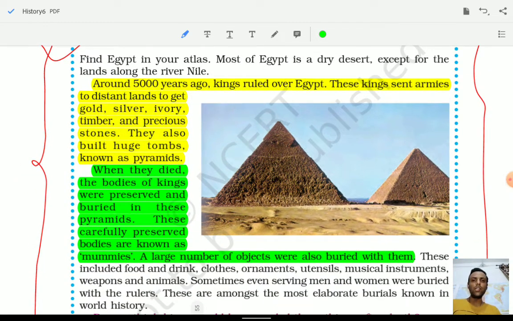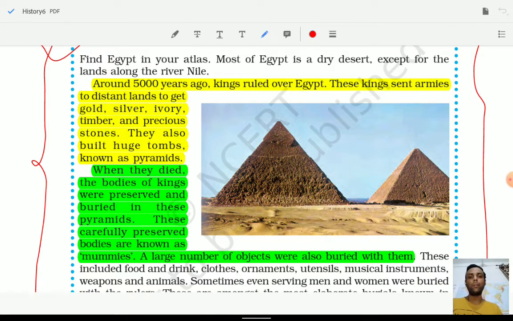Around 5000 years ago, kings ruled over Egypt. So just open the map, look where Egypt is. These kings sent armies to distant lands, similar to how the Harappan people moved. The Egyptian people also moved to different and distant lands to get gold, silver, ivory, timber, and precious stones. They also built huge tombs known as pyramids.